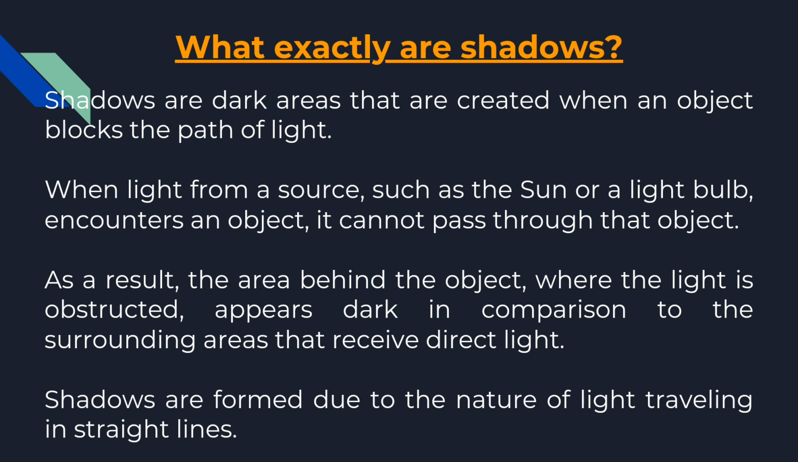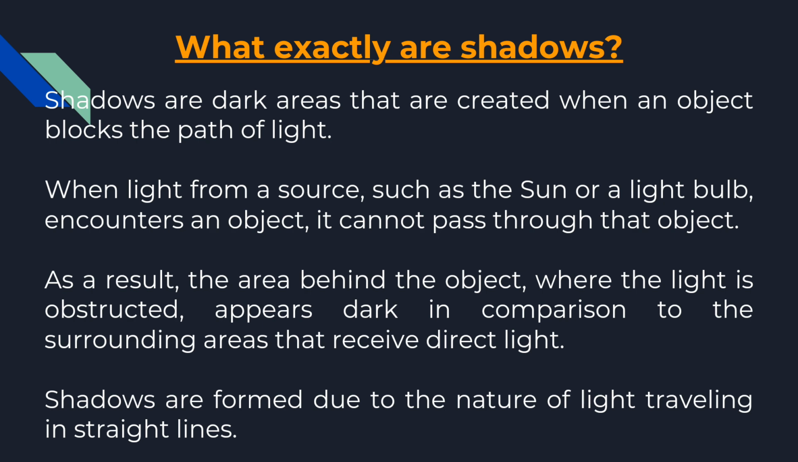What exactly are shadows? Shadows are dark areas that are created when an object blocks the path of light. When light from a source, such as the sun or a light bulb, encounters an object, it cannot pass through that object. As a result, the area behind the object, where the light is obstructed, appears dark in comparison to the surrounding areas that receive direct light.